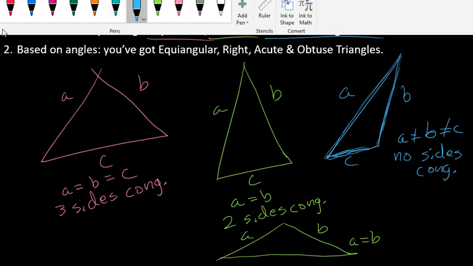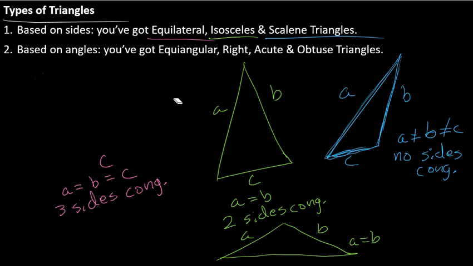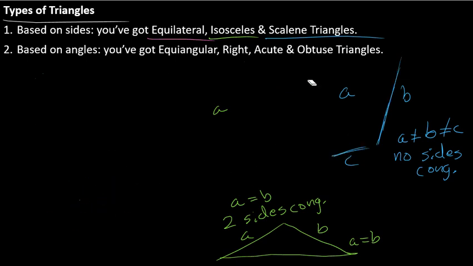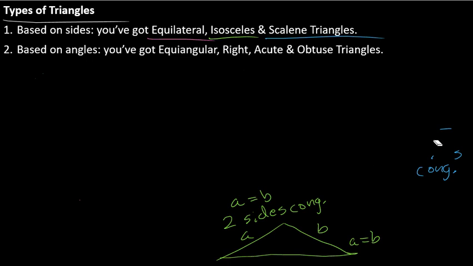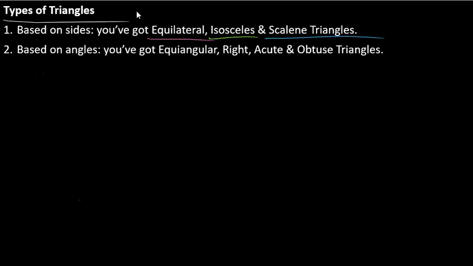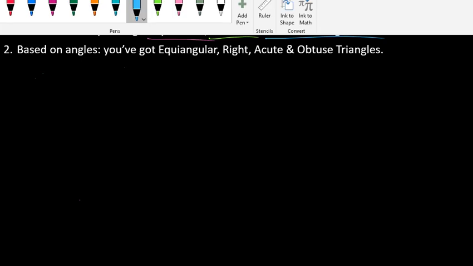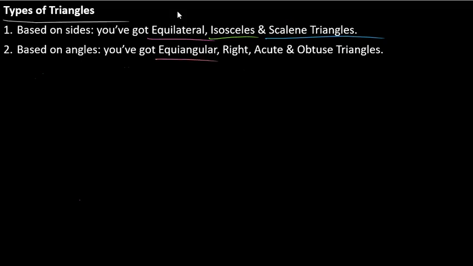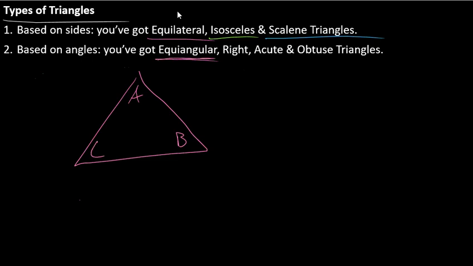Okay, so we can also classify triangles based on their angles. Okay, so besides classifying them based on their side lengths, which is what I just did, we can also classify them based on their vertices, their interior angles. Okay, so let's start with equiangular. And here, let me try to color match a little bit. So equiangular is going to look like this, and we're going to notice something about equiangular triangles. But vertex A, B, and C on an equiangular triangle would all be congruent.